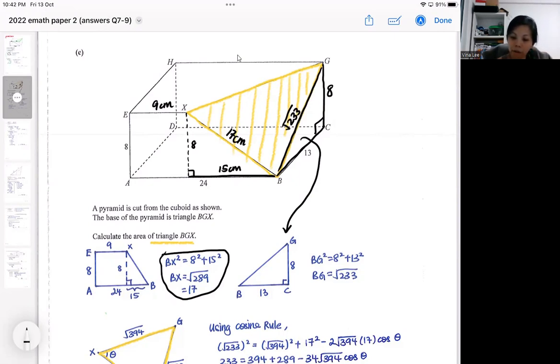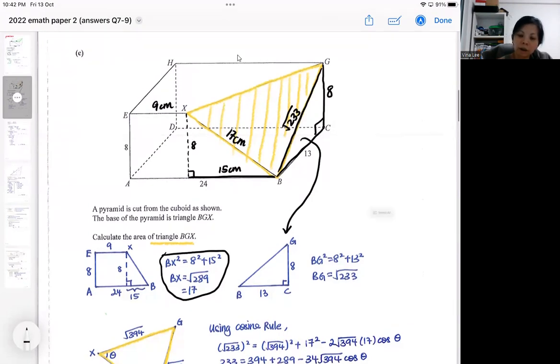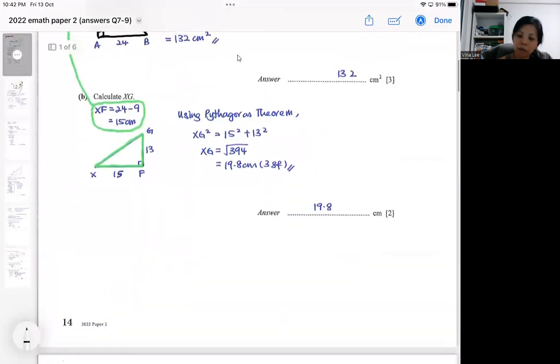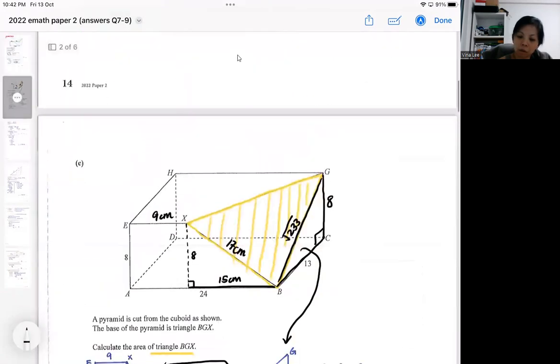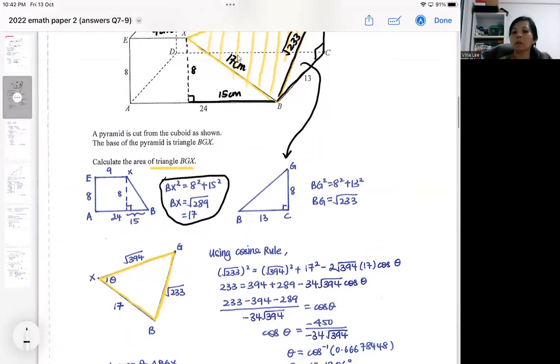Okay. And then XG has been found just now already. Previously you already found XG, but do not use your 3SF answer. You use it as square root 394. So essentially I got a triangle with all the lengths, so I can decide which angle to find. With 3 lengths, I can find any angle. So let's say I wanted to find this. Later on, I can do half AB sine theta.